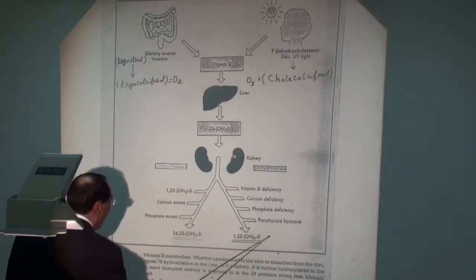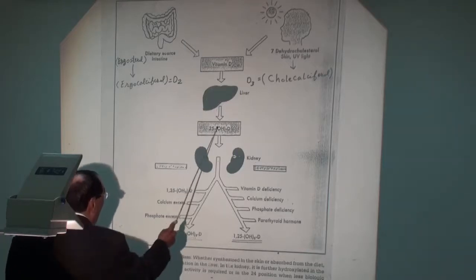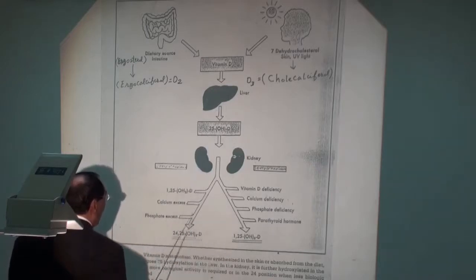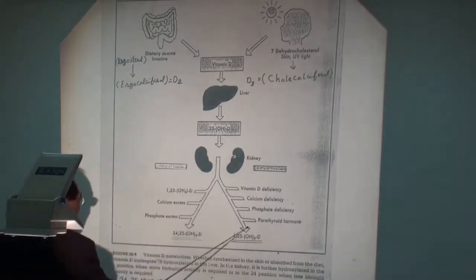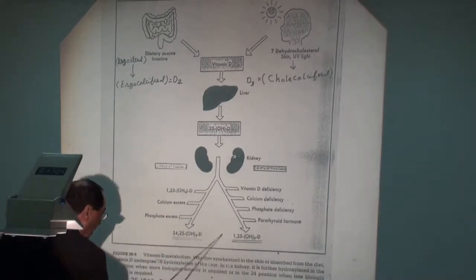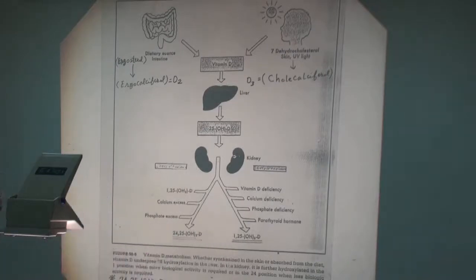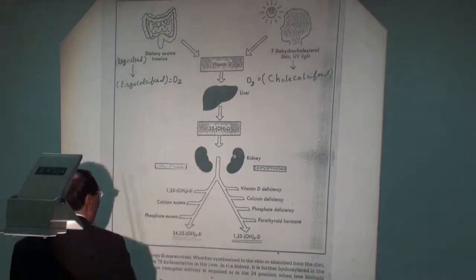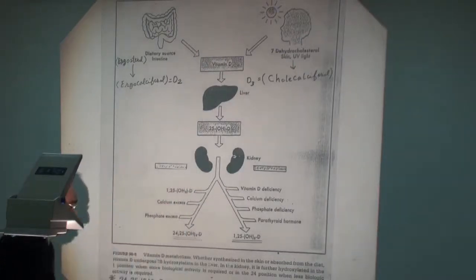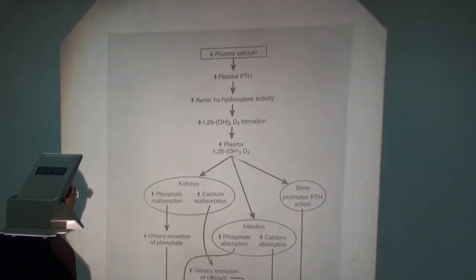But the most potent is 1,25, then second 24,25, then 25. These three circulate bound with the proteins in the blood, and these three function in the body. Vitamin D is processed first in the liver, then in the kidney. This is the function of vitamin D.